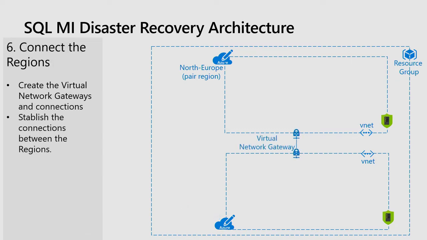Number 6, connect the regions. In order to connect the regions, be sure to deploy a virtual network gateway in region number 1, and another virtual network gateway in region number 2, and make the connections between the regions. During the demonstration, I will take time to show you the virtual network gateway and the connection. This is really important. This is the way to guarantee the synchronism between region number 1 and region number 2.